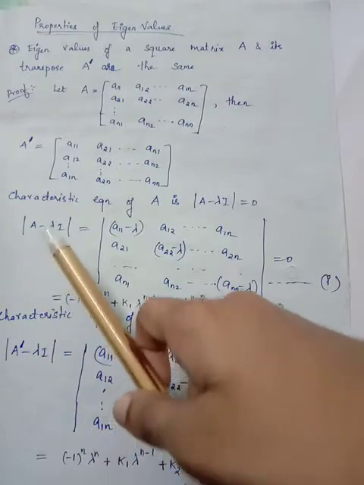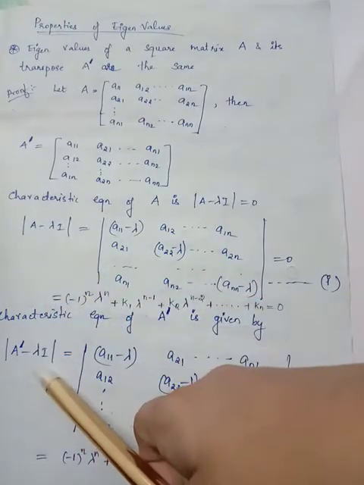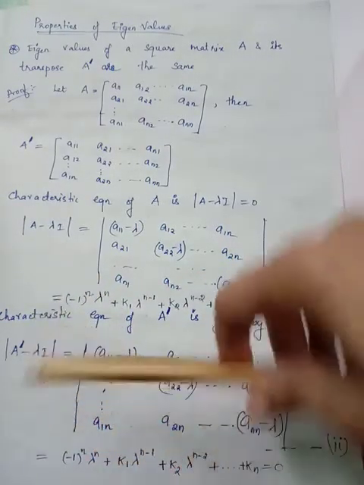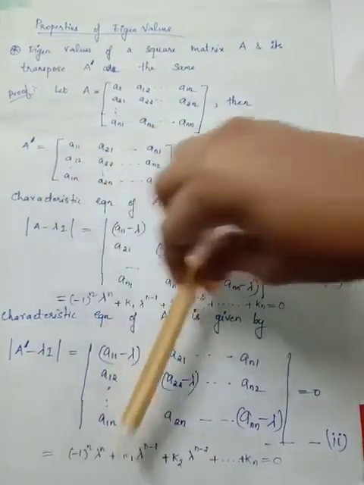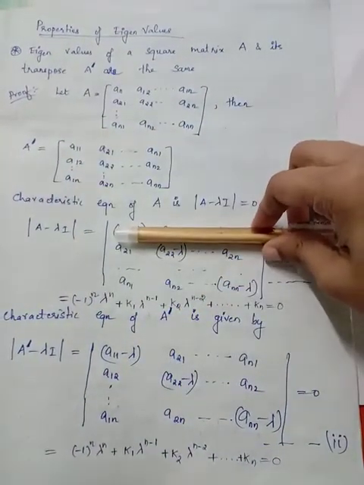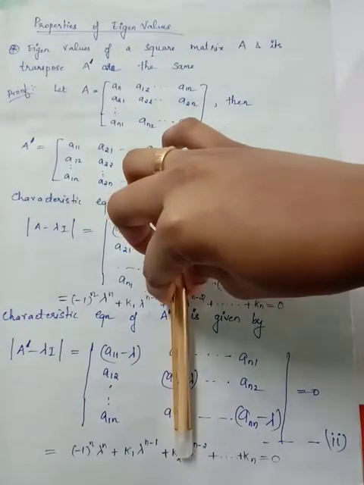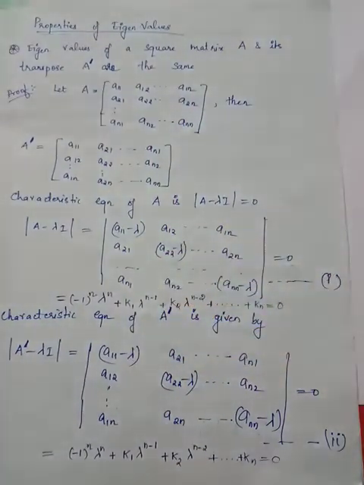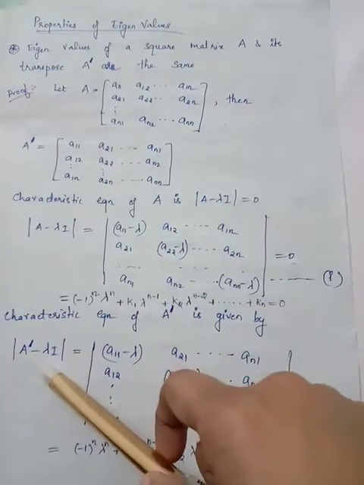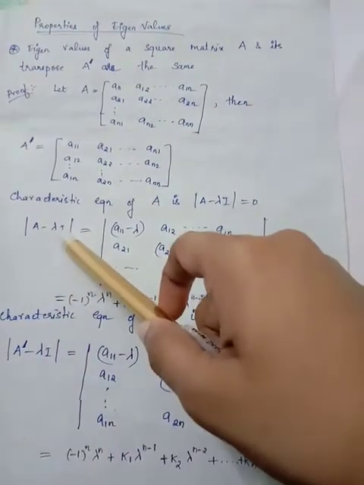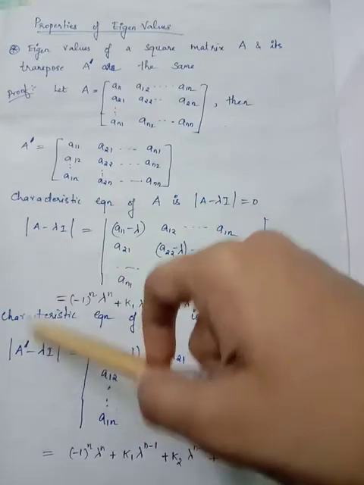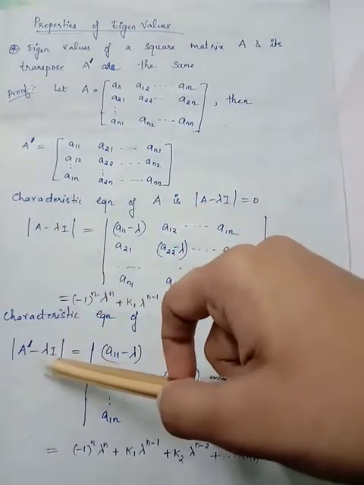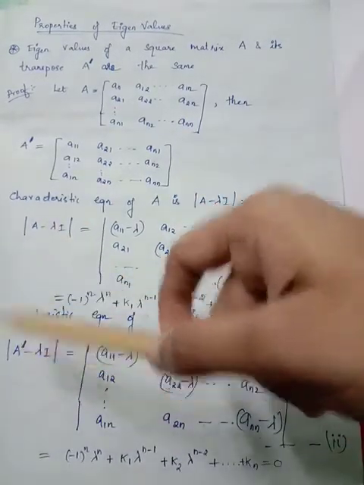When you look at the matrices A minus lambda I and A dash minus lambda I, you notice one thing, that is, the first column of A dash minus lambda I is the first row of A minus lambda I. The second column of A dash minus lambda I is the second row of A minus lambda I, and so on. Hence, A dash minus lambda I is the transpose of A minus lambda I. Since these two matrices are transposes of each other, their determinant expression will also be the same.